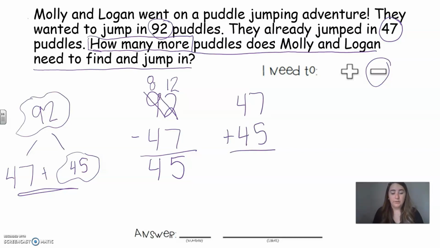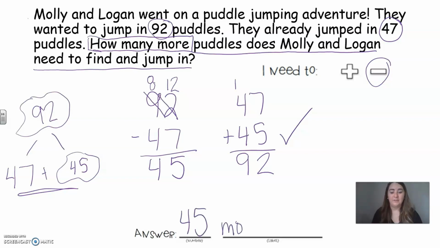So 47 plus 45. 7 plus 5 is 12, so keep your 2, carry your 10. 1 plus 4 is 5. 5 plus 4 is 9. 92. 92, do they check? Yes, they do. Nice job. So then that means that our answer makes sense.